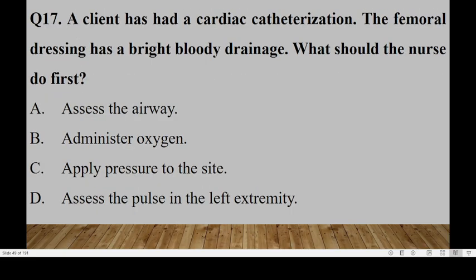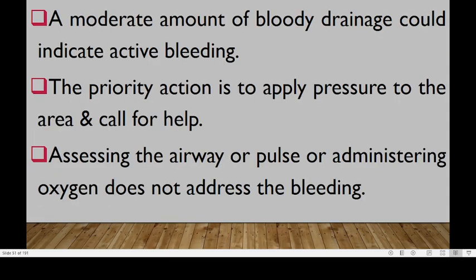A client has had a cardiac catheterization. The femoral dressing has a bright bloody drainage. What should the nurse do first? He has to apply the pressure at the site to control bleeding.